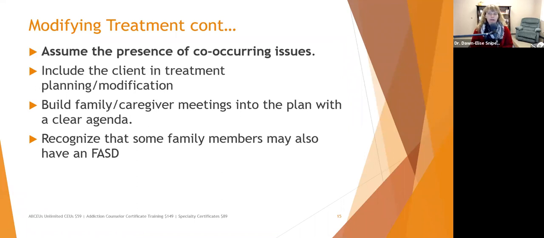Recognize that some family members may also have an FASD. So when you're bringing people in, go back to the things that people with an FASD have difficulty with: remembering, anticipating consequences, and so on. If you're setting these family meetings and mom or dad just regularly doesn't come, they forget, and it's not that they're being passive aggressive or there's no other therapeutic issue there, look and assess if there are signs of an FASD in that parent. That doesn't mean they can't be a good parent.